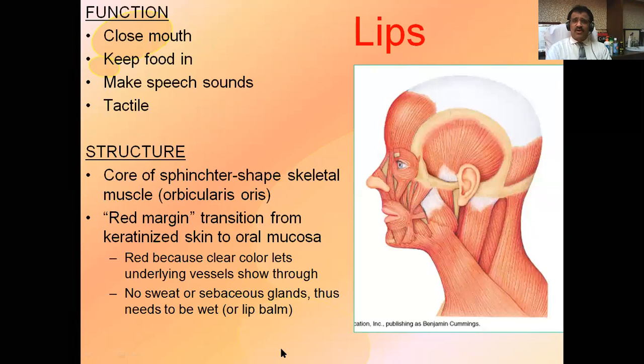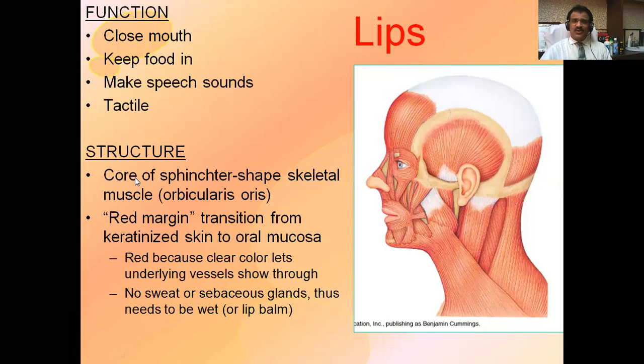Now let's talk about lips a bit. They are for the closure of mouth, to open and close, just like a door. They keep the food inside, and they also help you to make sounds, what we call speech. Without lips, you cannot complete some words. Try to open your mouth and try to speak without closing the lips. It is difficult. Plus tactile, I told you, touching, that is kissing.